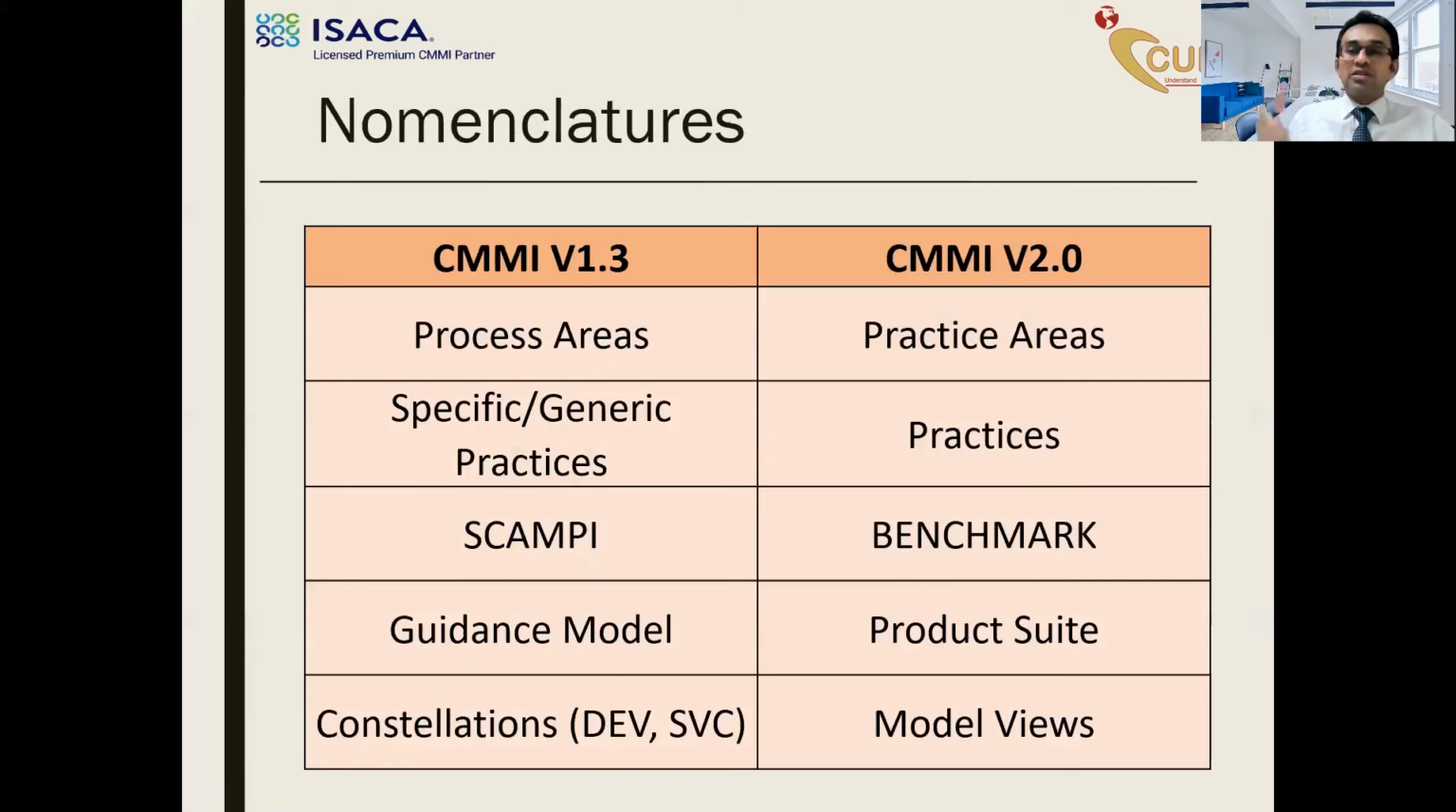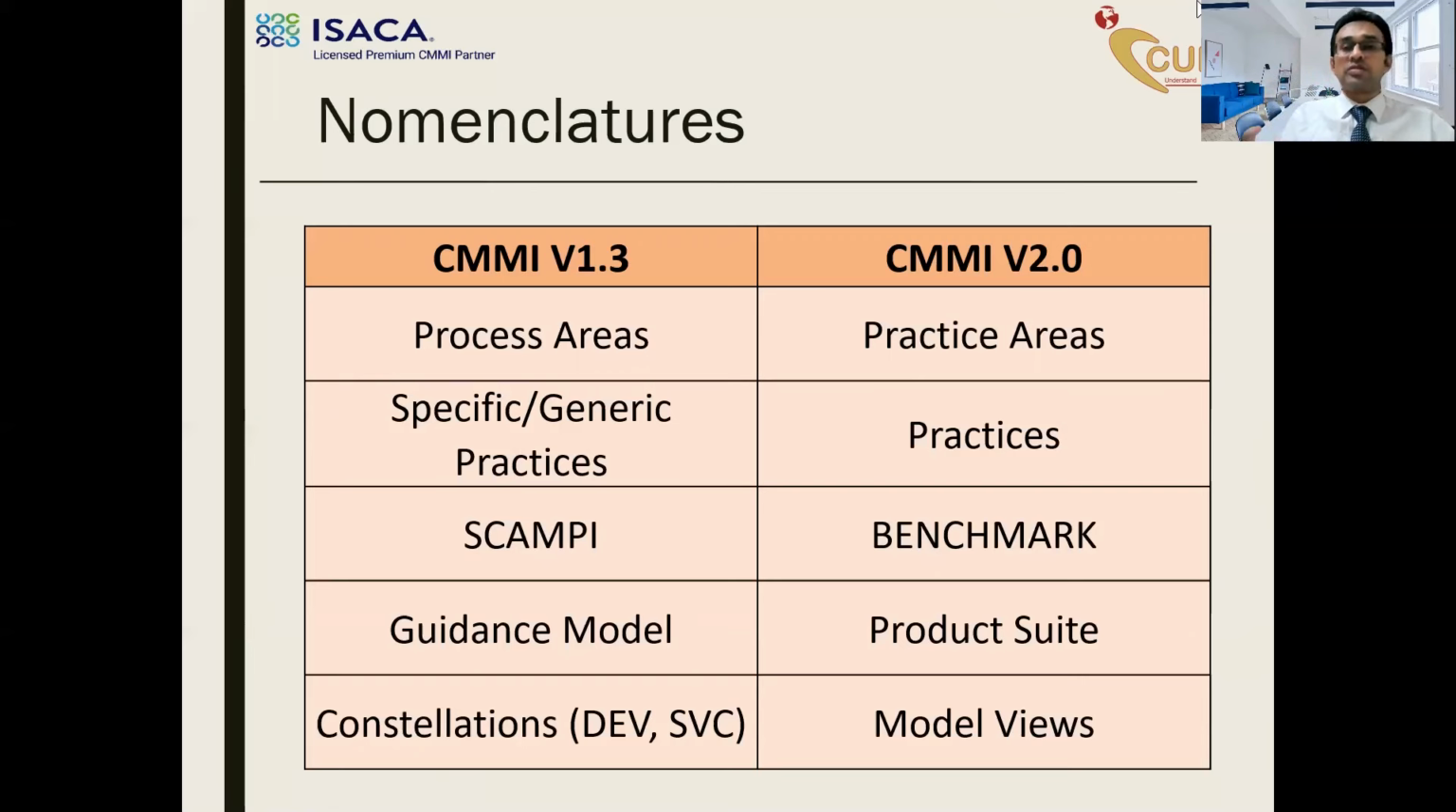Let's look at some nomenclature differences. The first and foremost is what we used to call process areas are now called practice areas. That's a very fundamental difference. And even now, I also call it, sometimes, process areas, because we are used to calling it. Version 1.3 was there for, as I said, 8 years. So that's why we have this habit of calling it process areas.